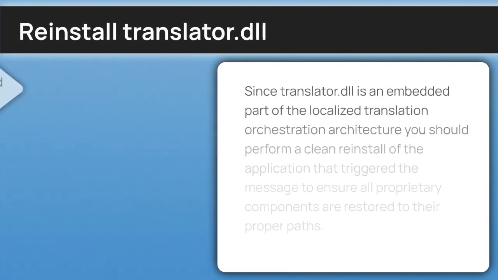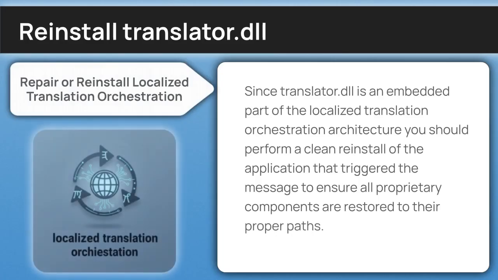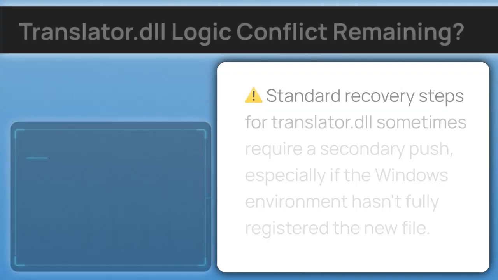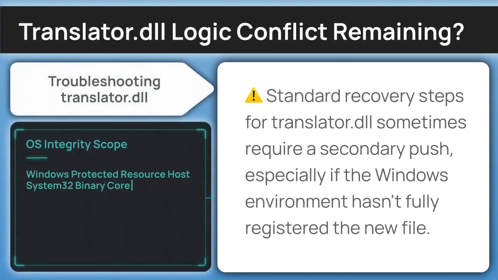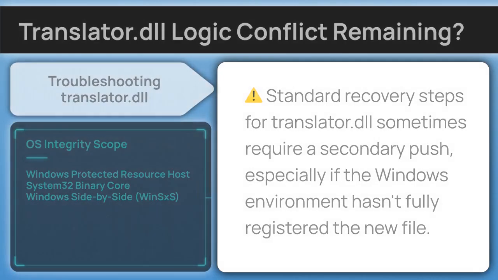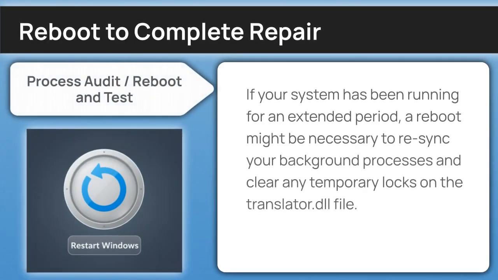Since Translator Library DLL is an embedded part of the localized translation orchestration architecture, you should perform a clean reinstall of the application that triggered the message to ensure all proprietary components are restored to their proper paths. If the application still won't initialize, we need to shift our focus to how the Windows loader is interacting with the library. A quick system restart is a practical way to ensure that all shared libraries, including Translator Library, are being loaded correctly into the current session's memory.